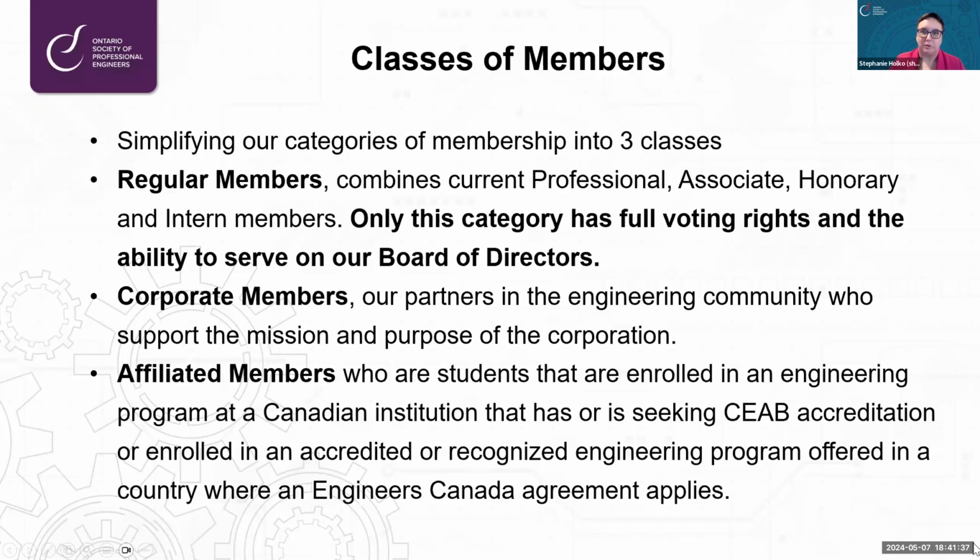Second will be corporate members, which will give our partners in the engineering community who support the mission and purpose of the corporation the opportunity to officially participate as part of the organization. Third will be affiliated members, who are students enrolled in an engineering program at a Canadian institution that has or is seeking CEAB accreditation, or enrolled in an accredited or recognized engineering program offered in a country where the Engineers Canada Agreement applies.